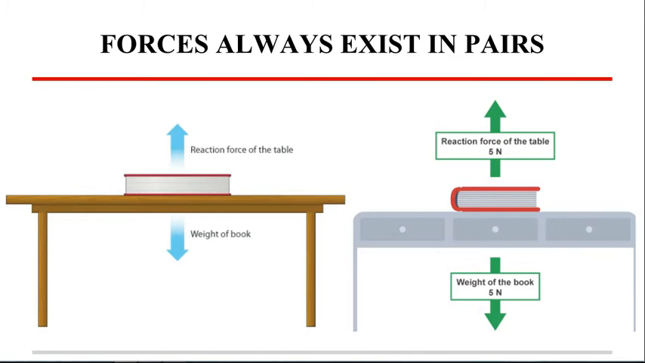If the weight of the book is 5 newtons acting vertically downwards, then the reaction force of the table on the book is also 5 newtons but acting vertically upwards.